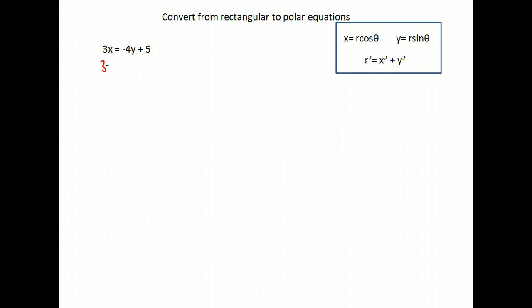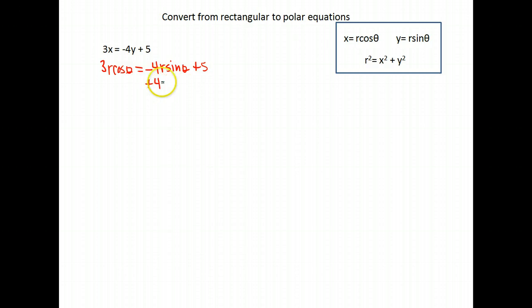x is r cosine theta. So right there we can replace the x with an r cosine theta. Our y we can replace with an r sine theta. And depending on who you're working with, what text you're working out of, these will be simplified in different ways and end up looking different ways. But we want to simplify if we can.